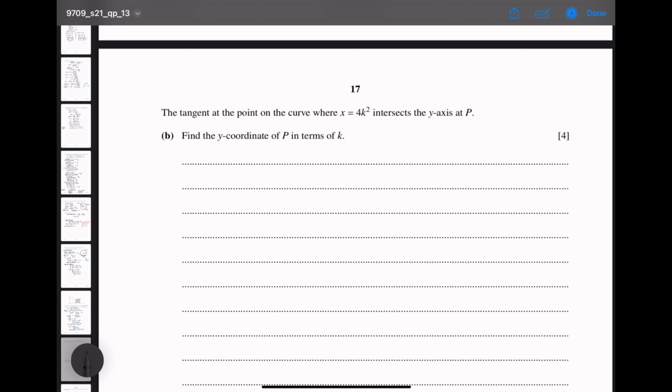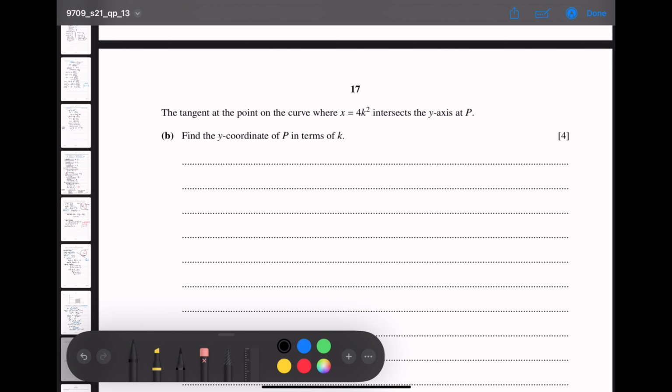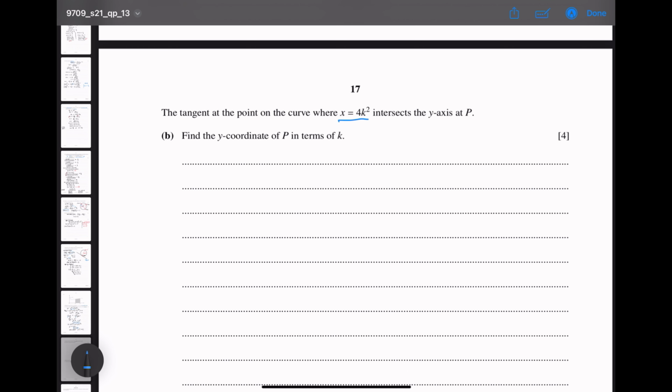The tangent at the point on the curve where x is equal to 4k square intersects the y-axis at P. So find the y-coordinate of P in terms of k. So first we will find the equation of the tangent. Then we will see where the tangent intersects the y-axis. Then we will put x is equal to 0 because on the y-axis x will be 0. So we need to find the equation of the tangent.